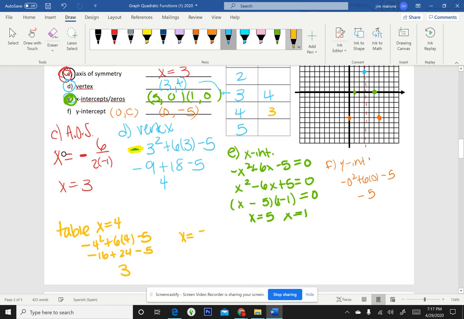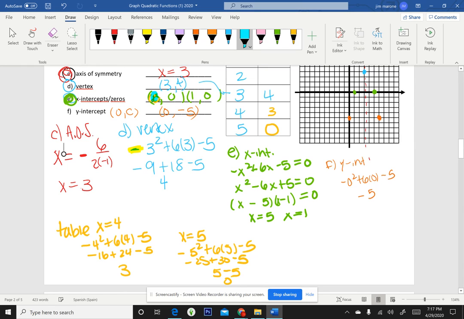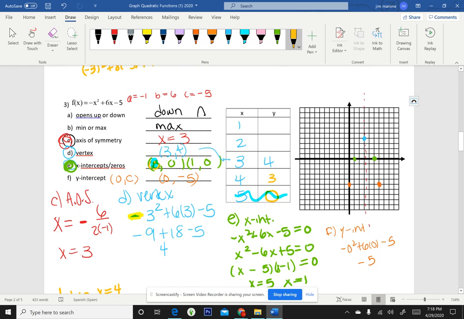Then if x is equal to 5, then I have -5 squared plus 6 times 5 minus 5, which is -25 plus 30 minus 5. And again, this should be the part that's easy. And we get 5, 0, which makes sense because my x-intercept is 5, 0. So that's that point there. If this chart goes 3 and then 0, this part here is going to go 3 and then 0.